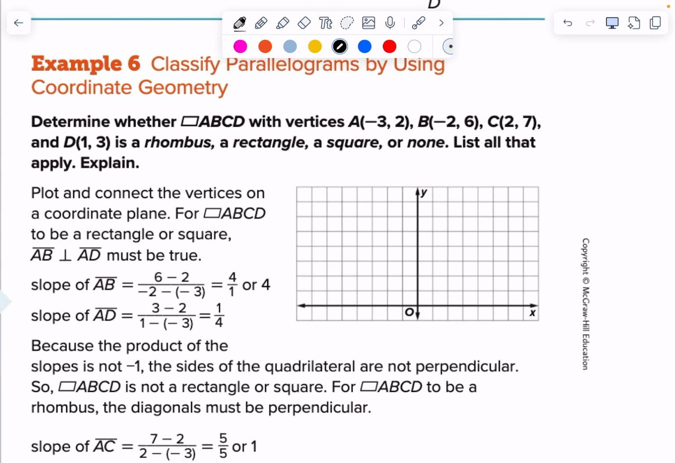A is -3, 2. That's A. -2, 6. That's B. C is 2, 7. This is C, 2, 7. And D is 1, 3.